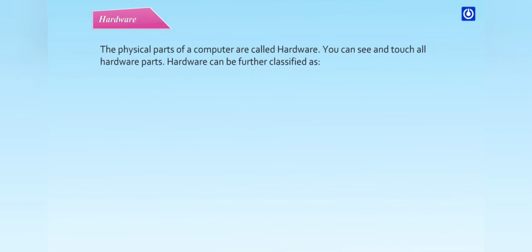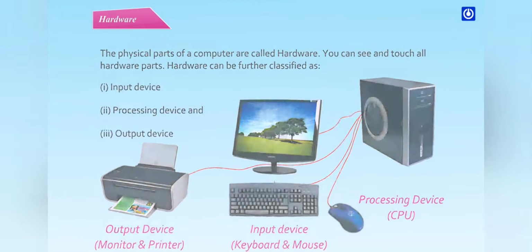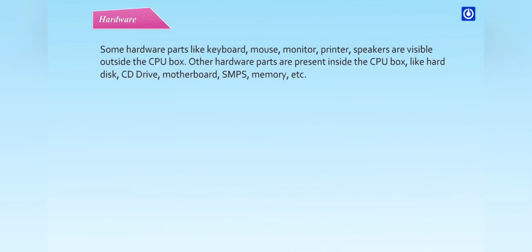Hardware. The physical parts of a computer are called hardware. You can see and touch all hardware parts. Hardware can be further classified as input device, processing device, and output device. Some hardware parts like keyboard, mouse, monitor, printer, speakers are visible outside the CPU box. Other hardware parts are present inside the CPU box like hard disk, CD drive, motherboard, SMPS, memory, etc.